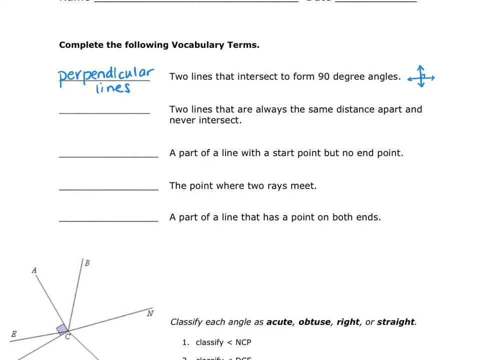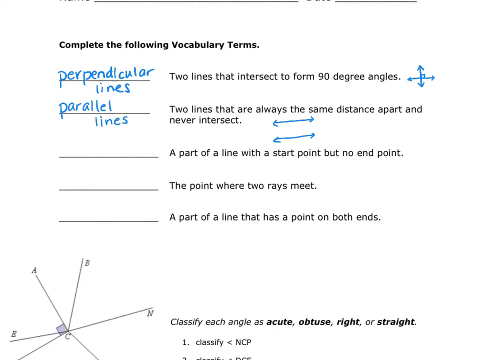Then we have two lines that are always the same distance apart and never intersect. So two lines, same distance apart, never intersect. Those are parallel lines.